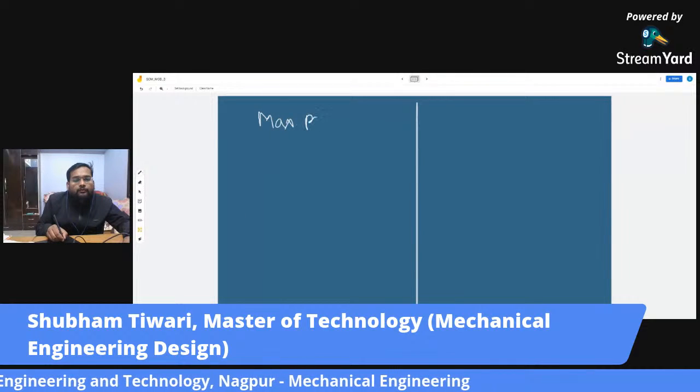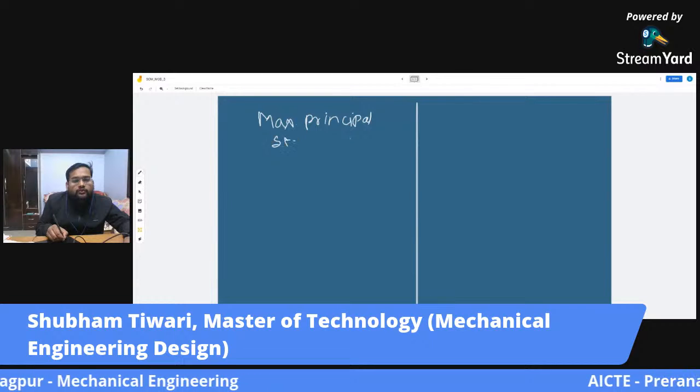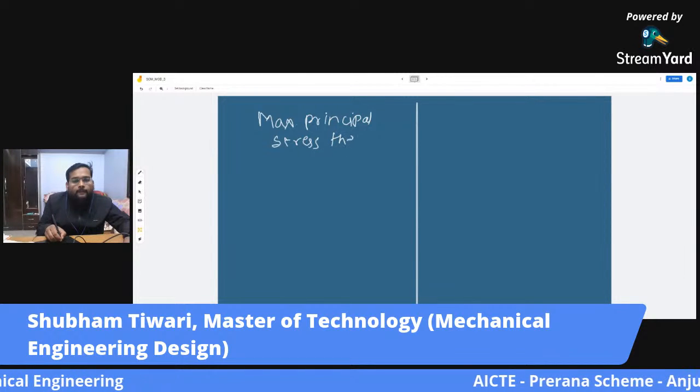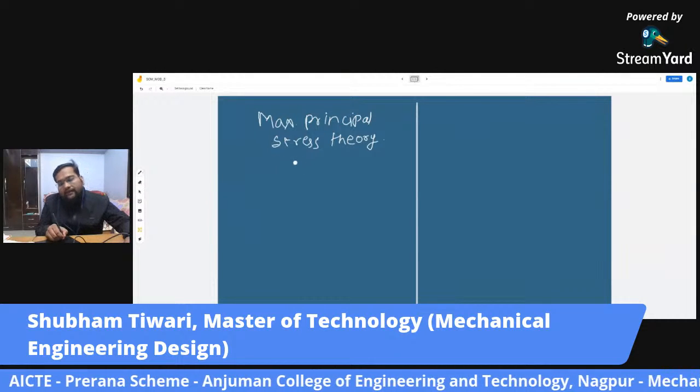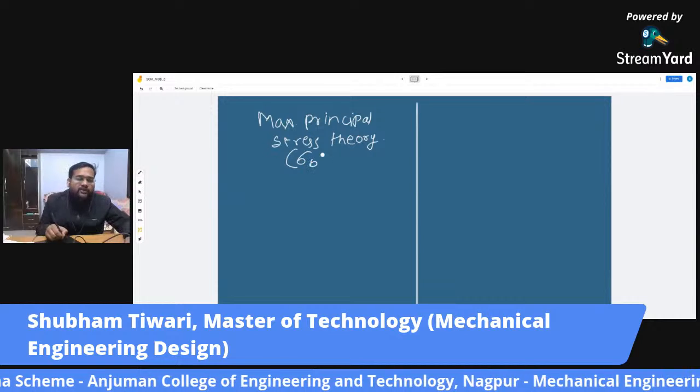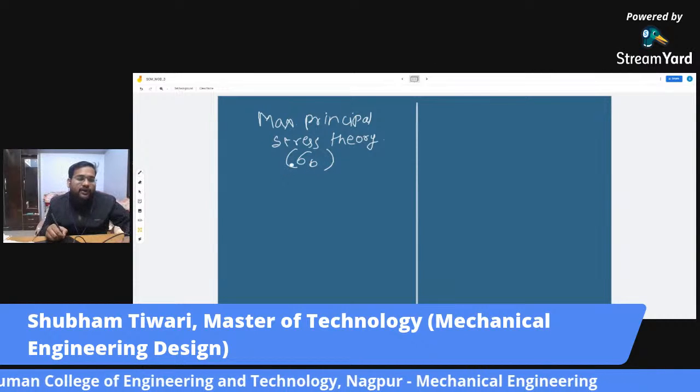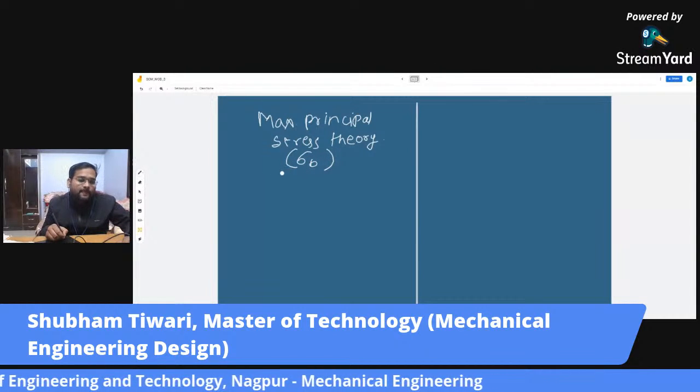Maximum principal stress theory. According to the maximum principal stress theory, the sole responsible factor for the failure of this shaft is your bending stress. Bending stress is going to damage your shaft.